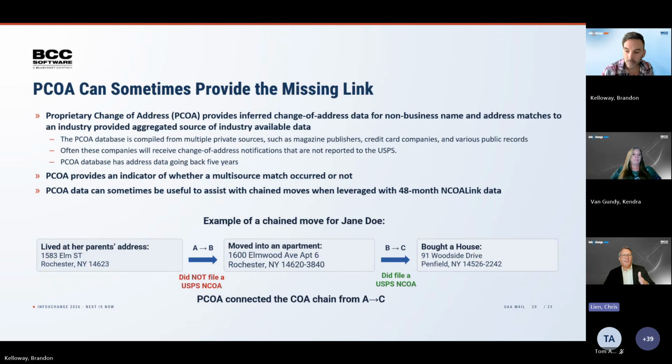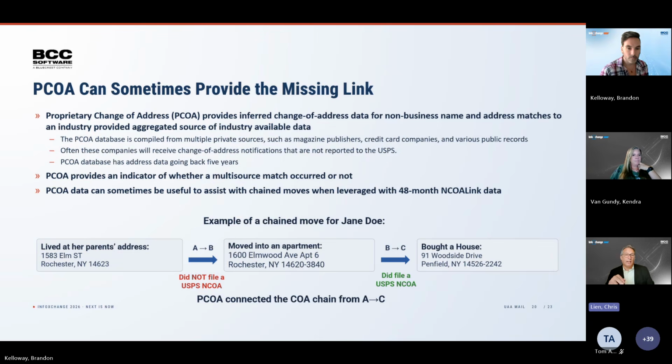So chain address means that if I put in 1583 Elm Street in Rochester, New York, for example, because that was the address I had in my database, and they had been filing a change of address for each one of those moves, NCOA Link would automatically chain those and give me the current address based on what it has. But if the chain is broken in the middle, we wouldn't be able to make that connection anymore. So PCOA can actually help to sort of fill in the blanks there sometimes.